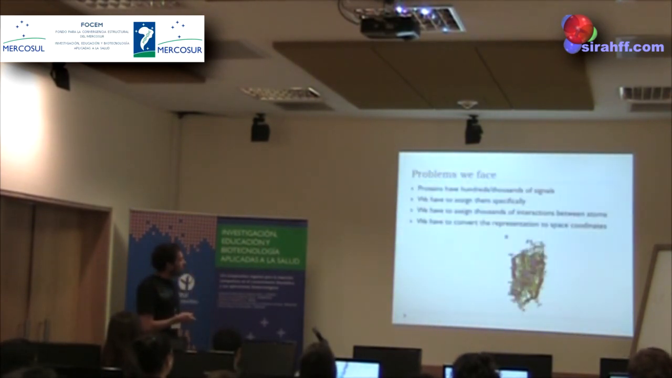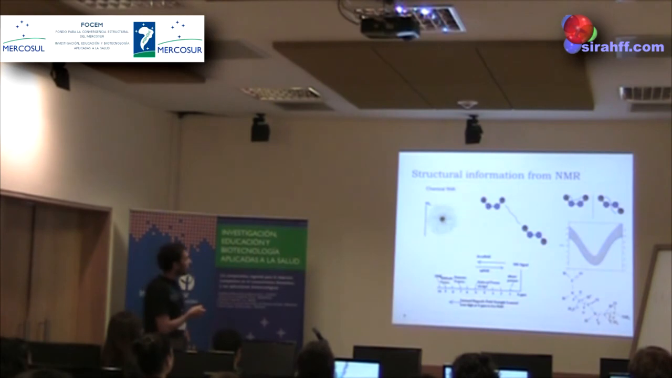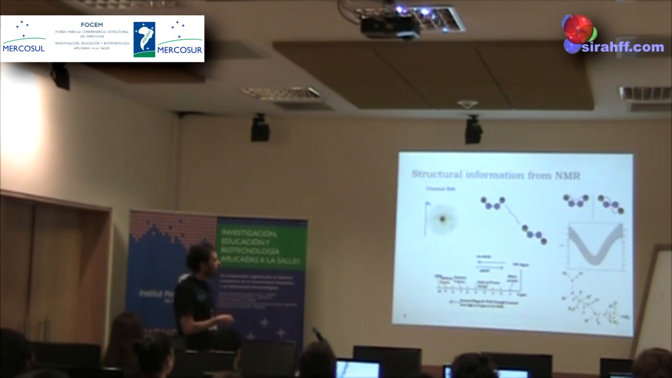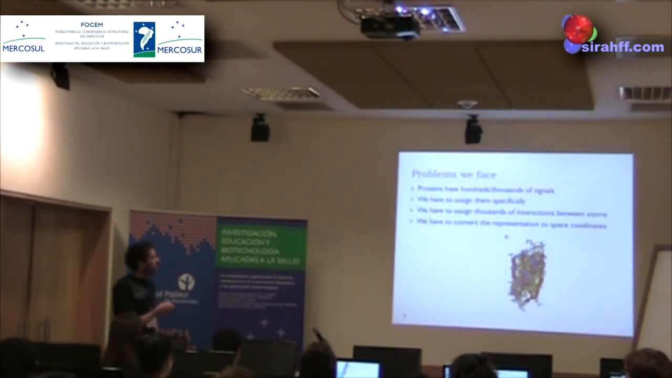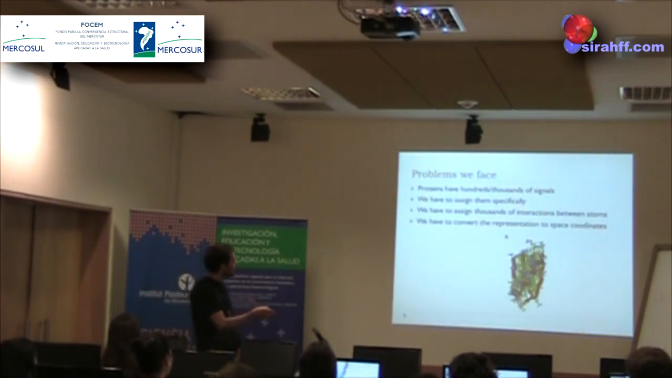So what's the structural information we get from NMR? As I told you, chemical shift, couplings, and, what is more important, dipolar interaction. The problem we face when we want to solve a structure using NMR is that, in the first place, we have to assign the hundreds of thousands of signals of a protein. I told you it's not that easy, that's difficult. But we also have to assign thousands of interactions between atoms.